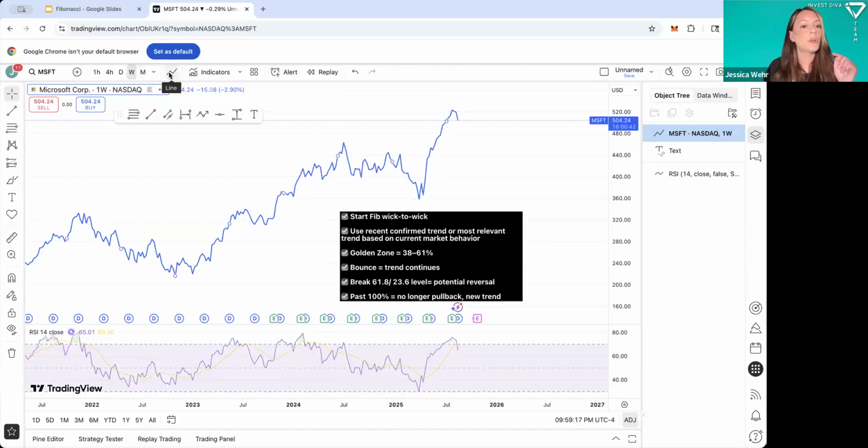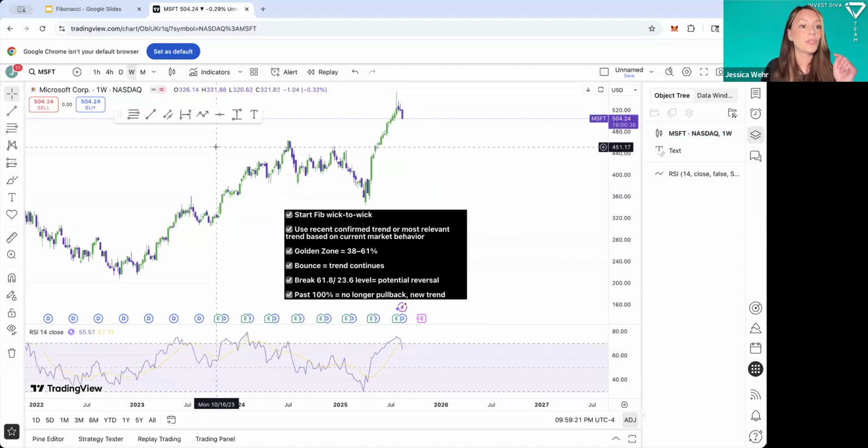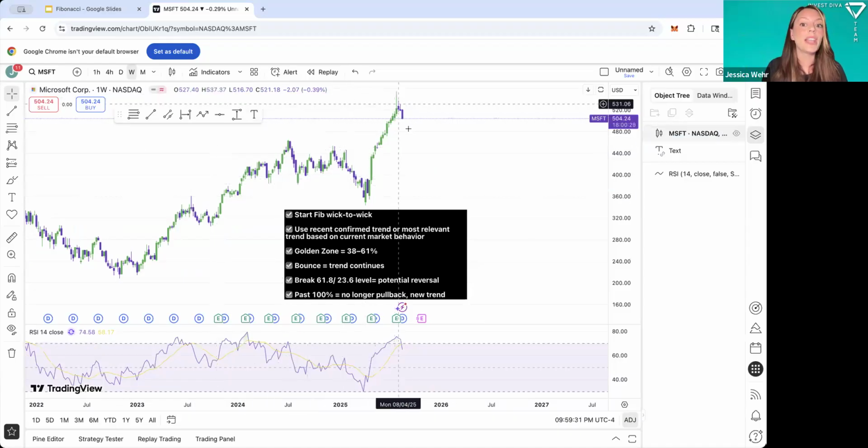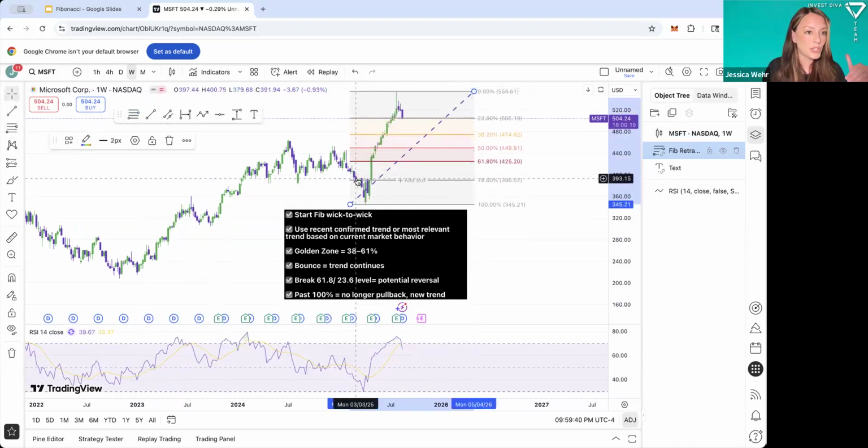Now, with Fibonacci, what are we focusing on? We're focusing on the most recent trend. Why? Because we want to watch what the price is going to do after that trend has completed. Now, in the case of Microsoft, we have this uptrend, and now what are we going to do? We're going to monitor it. So we're going to place this Fibonacci on this uptrend.